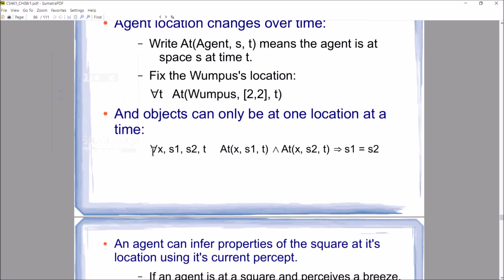Alright, so this sentence is just saying, look, objects can only be at one location at a time. Right? So this is saying for any object x, any space s1, any space s2 at any particular time, if x is at space 1 for a particular time and x is at space 2 at a particular time, well, that implies that those spaces are the same, right? That's just a way of writing out saying you can only be in one location at any particular time.